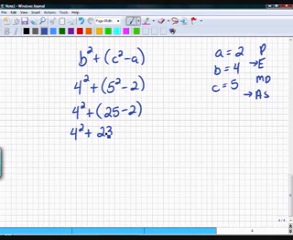Good job. So we now have 4 squared plus 23. Misty, what would you do next? Perfect. And what would 4 squared be? Great. So we now have 16 plus 23, which anybody is 39. So your answer there is 39. You got what?